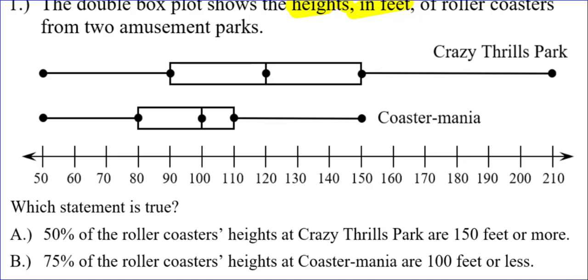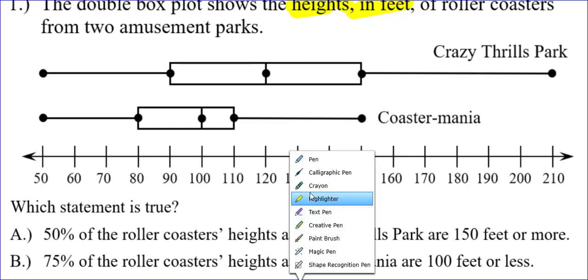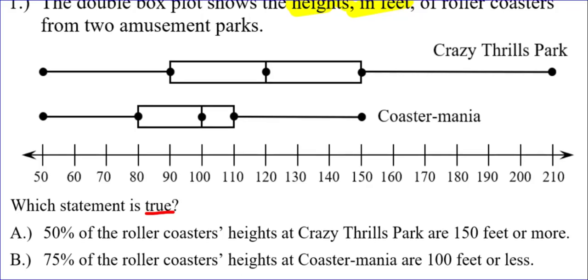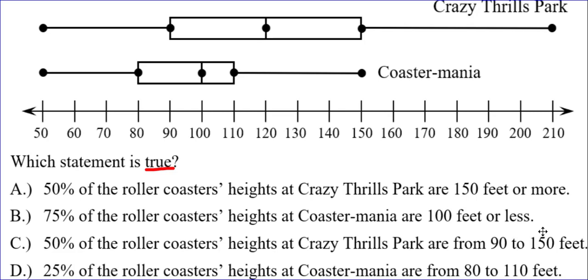Now, the problem says, and I would underline this, which statement is true? Okay, so this is not one of these tricky which one is not true situation problems. This one wants to know which of the following is true. All right. The first one says 50% of the roller coasters at Crazy Thrills Park, so that's the first graph on top, are 150 feet or more.